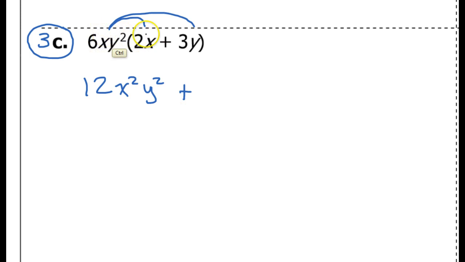Now I'm multiplying the monomial times 3y. Well, 6 times 3 is 18. There are no other x's, so I'm just going to keep my 1x. And then y squared times y is y to the third power. So boom, there's the answer to 3C.